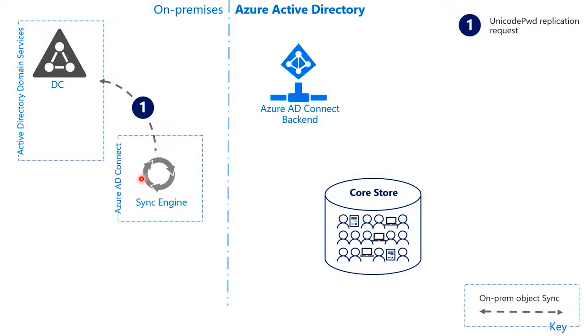Now, for step 2, the domain controller responds, and the replication payload with the changes of the passwords comes back in the original Active Directory encryption. So remember, this is the same protocol that domain controllers use to talk to each other. So that payload contained the passwords in MD4 format.